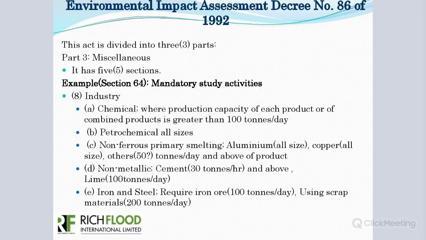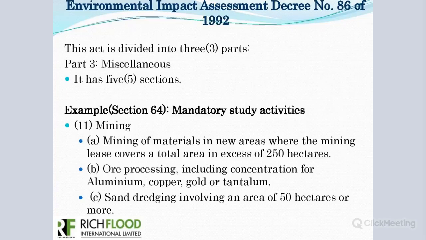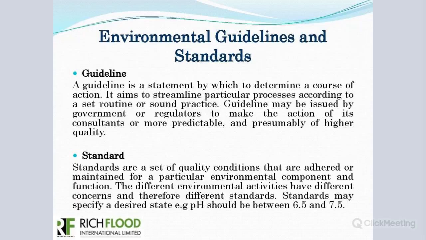This is for industries. Chemical industries producing more than 100 tons per day, petrochemical of all size, and then for cement company, if you're producing 30 tons per hour and above, iron and steel. For the mining sector, if you're mining material in a new area where the mining base covers a total area in excess of 250 hectares, an EIA would be required. Then what are some of these mining ores? They are aluminium, copper, gold, and titanium. All these things will require an EIA carried out. Now we are done with some of this environmental law.